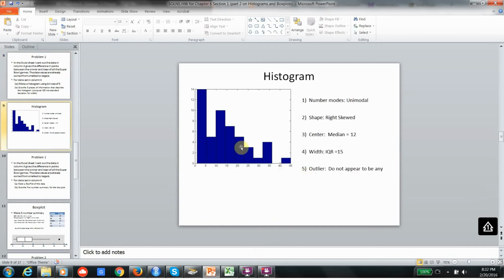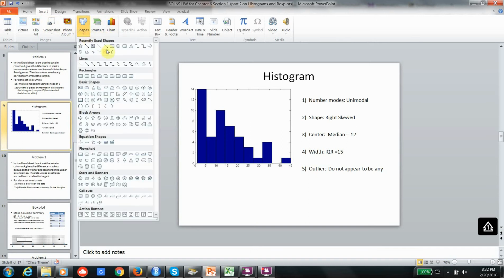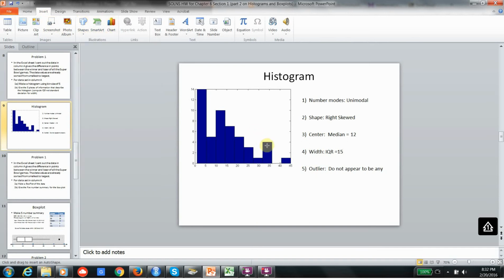So it turns out that when you take this histogram and you plot it in bins of 5, you get something like this. So these are the 5 things we need to talk about. We need a number of modes, and it looks like it's unimodal. It looks like that plot is kind of fitting something that looks like this.